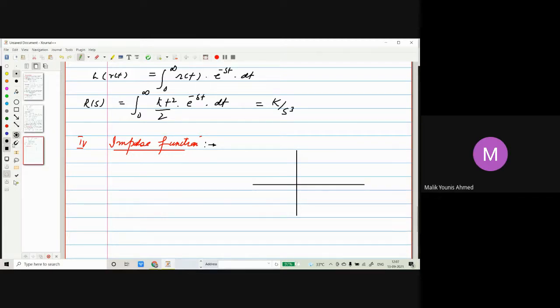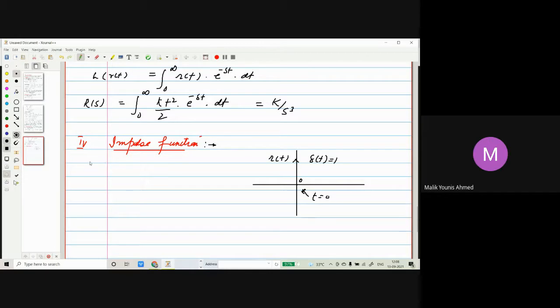So impulse function: the input is an impulse. We represent that by delta t is 1. It is valid only at the origin. The rest, it's not valid. It exists only at the origin.